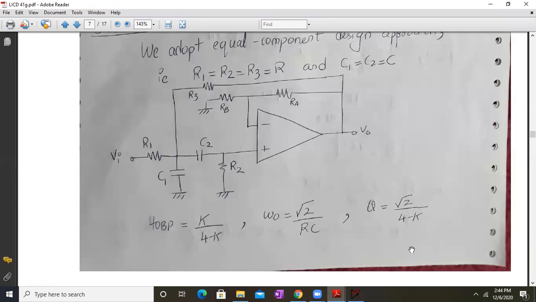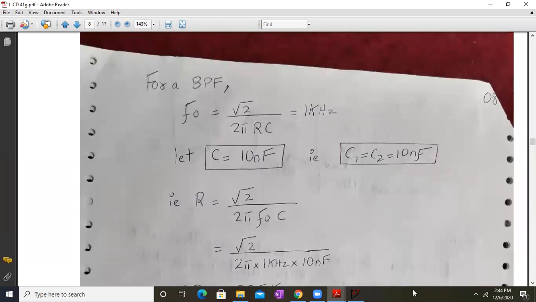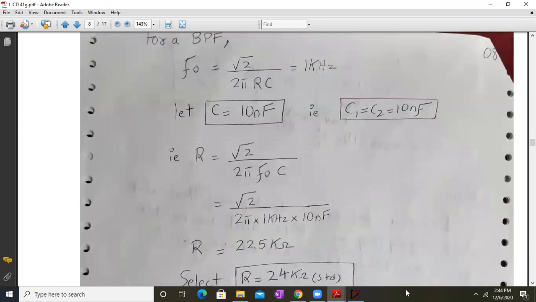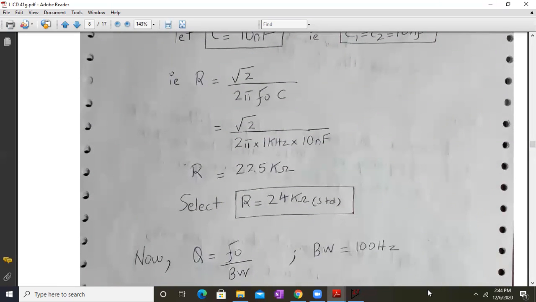Okay. So now let us proceed further. For a bandpass filter, the resonant frequency is root 2 divided by 2 pi RC, which is equal to 1 kilohertz, as given. Let us consider the value of C as 10 nanofarad. So C1 will be equal to C2 will be equal to 10 nanofarad. Then we can find the value of R as root 2 divided by 2 pi F naught C. F naught is given as 1K and C is 10 nano. So you'll get a number close to 22.5. We can take a standard value, 24 kilo ohms.